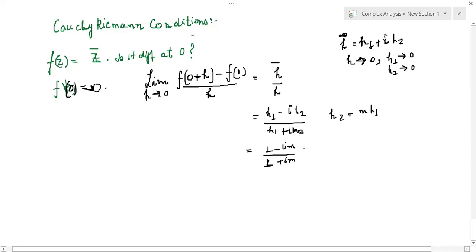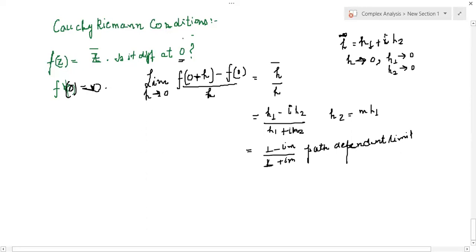So clearly this is a path dependent limit. Okay, so clearly I would say that this function is not differentiable at z equal to 0. Okay, so all these things we have done.